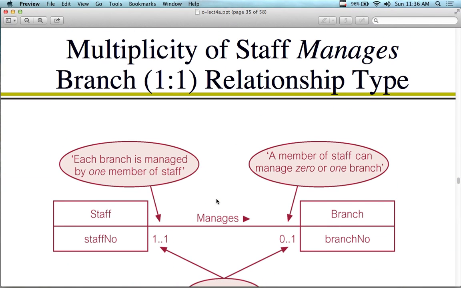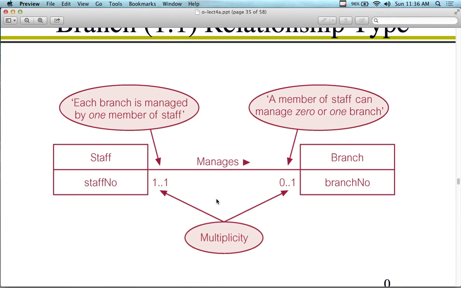Here's the 1:1, where each branch is managed by only one member of the staff, and only one member of the staff can be a branch manager. But over here we can have 0 members of the staff, which means it's optional participation. You can be a member of the staff and not be a branch manager. That's the only thing this is saying. But if you're a branch, you only have one manager. Only one manager at a time.